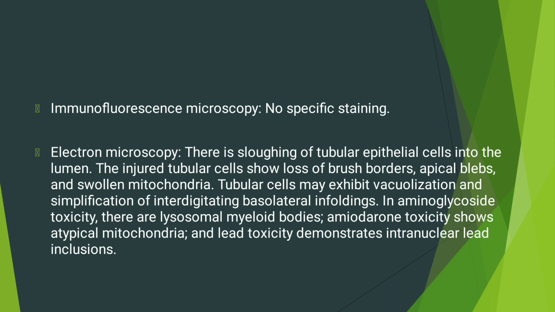Electron microscopic findings. There is sloughing of tubular epithelial cells into the lumen. The injured tubular cells show loss of brush borders, apical blebs, and swollen mitochondria. Tubular cells may exhibit vacuolization and simplification of interdigitating basolateral enfoldings. In aminoglycoside toxicity, there are lysosomal myeloid bodies. Amiodarone toxicity shows atypical mitochondria, and lead toxicity demonstrates intranuclear lead inclusions.